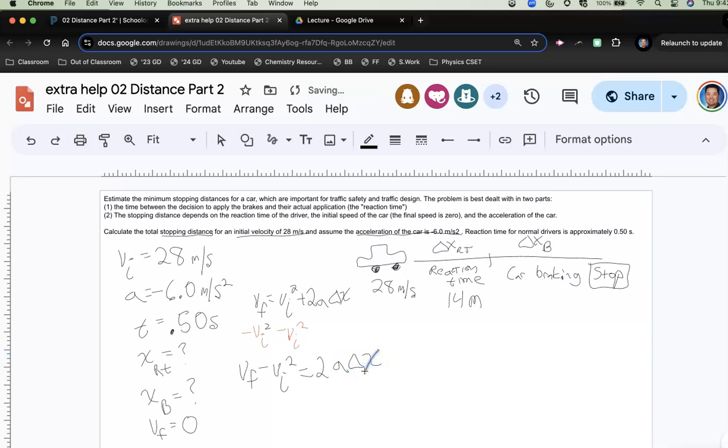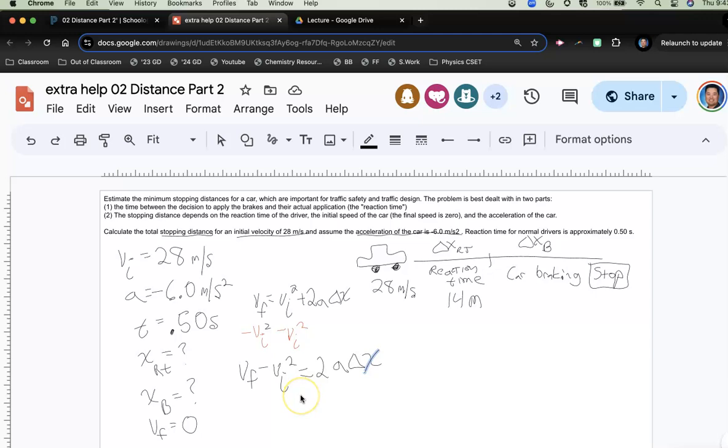So you can see this document, Jimenez, on your computer. Does your computer work? Yeah, go to day 15, go to Extra Help, and then go to Distance Part 2, and then you won't have to keep checking this screen.